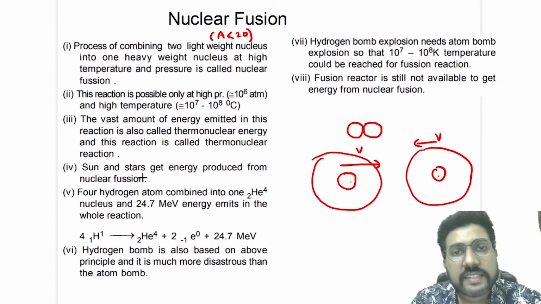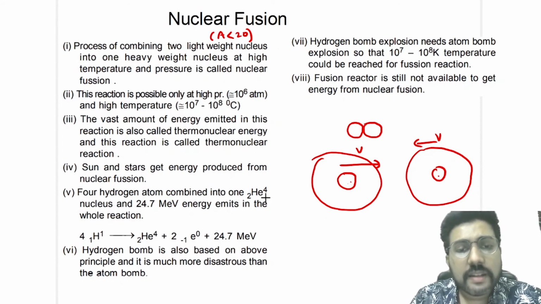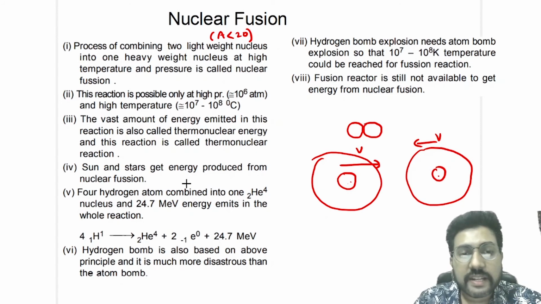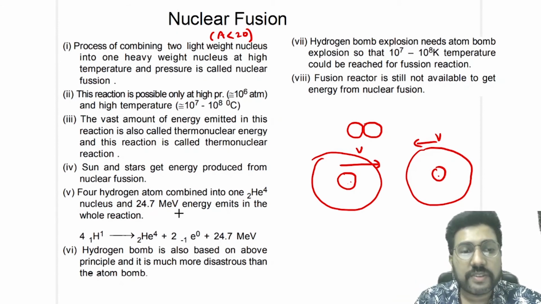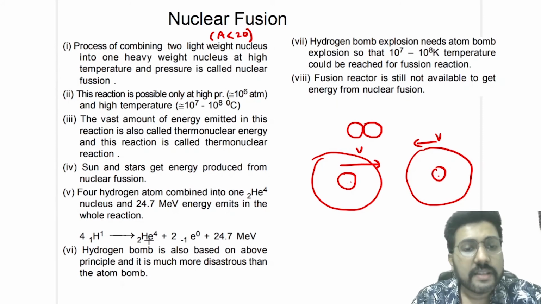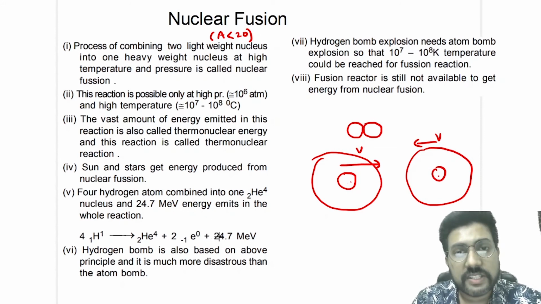Suns and stars get their energy from nuclear fusion. Inside the sun, four hydrogen atoms combine to form one He-4 (helium, 2 protons and mass number 4), and 24.7 mega electron volt energy is released in this whole reaction. So 4 1H1 gives He24 plus 2 beta plus, and 24.7 mega electron volt of energy is released in this process.